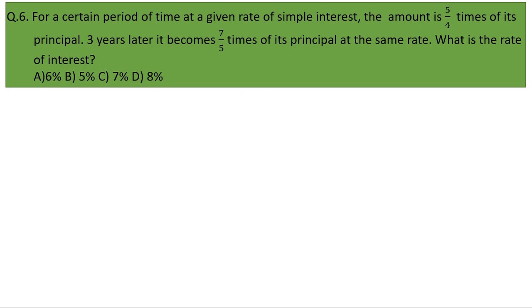In the next question we have, for a certain period of time at a given simple interest, the amount is 5 by 4 times of its principal. 3 years later it becomes 7 by 5 times of its principal at the simple interest at the same rate. What is the rate of interest? So we need to find rate percent. So here for an unknown period of time we have amount is 5 by 4 times of principal, that is A by P equal to 5 by 4.